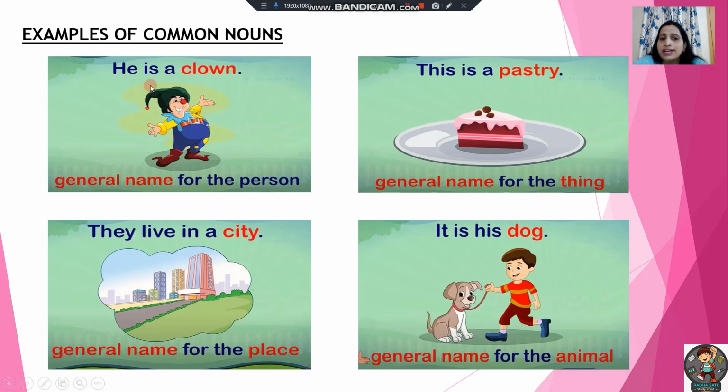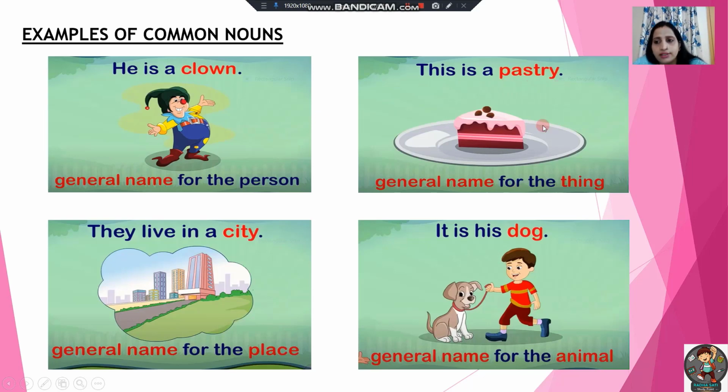Okay. Now, these are some examples of common nouns. In this picture, he is a clown. Okay. General name for the person. यह एक जोकर है और हमने इस जोकर को कोई स्पेशल नेम नहीं दिया है, तो ये क्या होगा? It is a general name for the person. It will be an example of common noun.